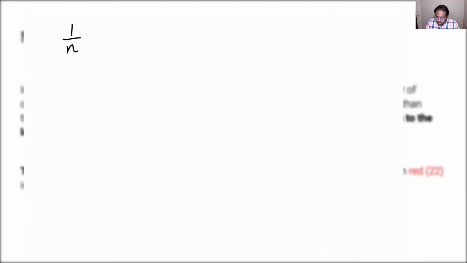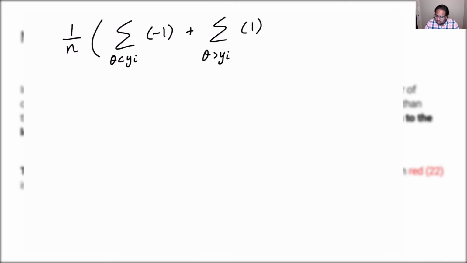And so let's do that. My average loss is 1 over n times the sum for every time that theta is less than an observation yi of -1, plus the sum for every time that theta is greater than yi of a +1. And this thing we're setting equal to 0, and we want to find the theta that satisfies this equation. I can multiply both sides of this equation by n to get rid of the factor of 1 over n out front. And what I can actually do is add this sum to both sides so that I can have one sum on one side of the equal sign and one sum on the other side of the equal sign, right?